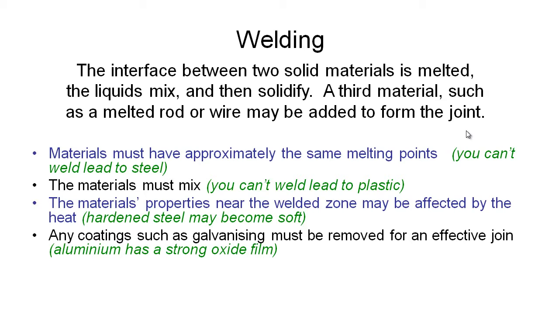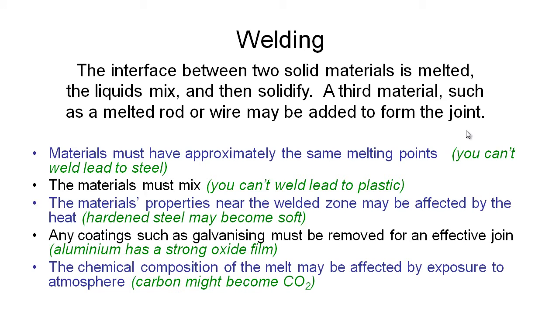We should also be aware that some metals like aluminium have a strong oxide film on them pretty much all the time. In order to weld the metal underneath, we need to get through that oxide film, and so we have special techniques and special welding technologies to be able to do that.